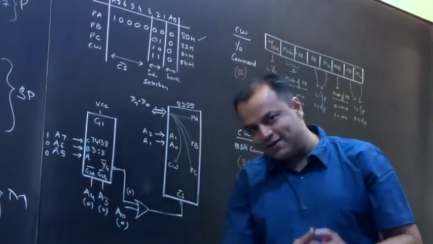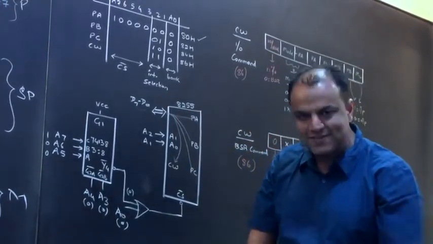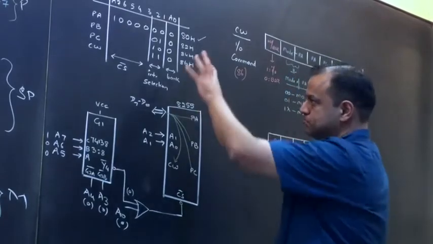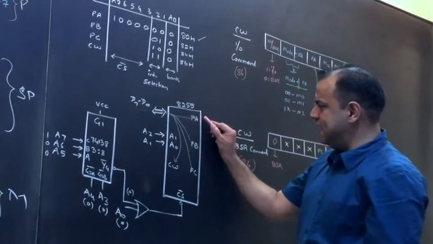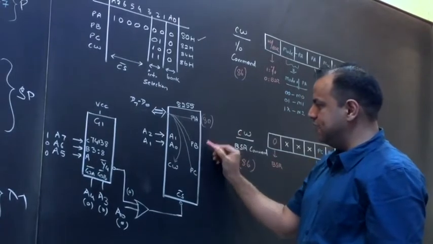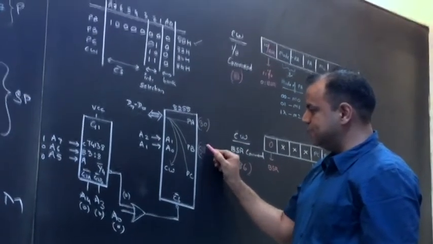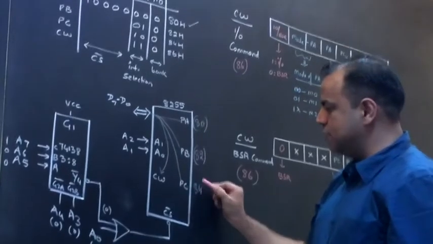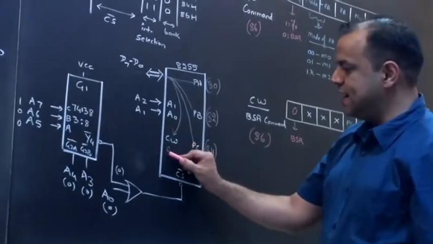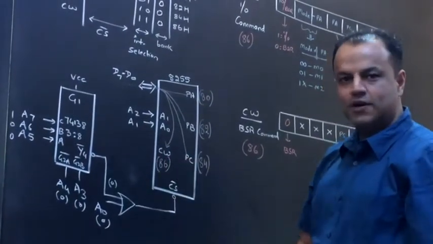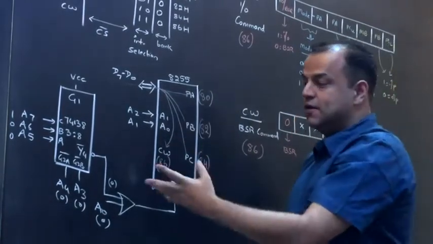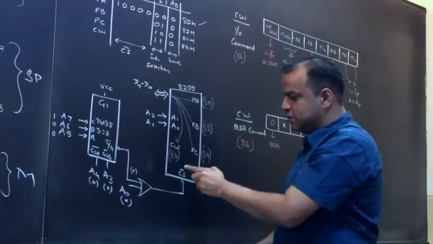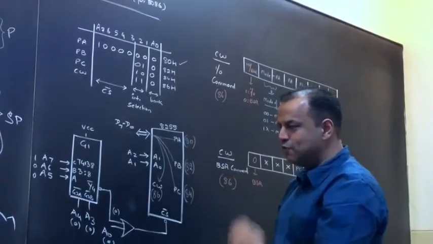I've already explained this in 8259 designing. Please check out that video. So the addresses of this chip are 80, 82, 84, 86. 80 is the address of port A, 82 is the address of port B, 84 is the address of port C, and 86 is the address of the control word. Are you clear? Now let's do the decoding for this chip. The decoding means only for these 4 addresses this chip should be selected, for no other address.